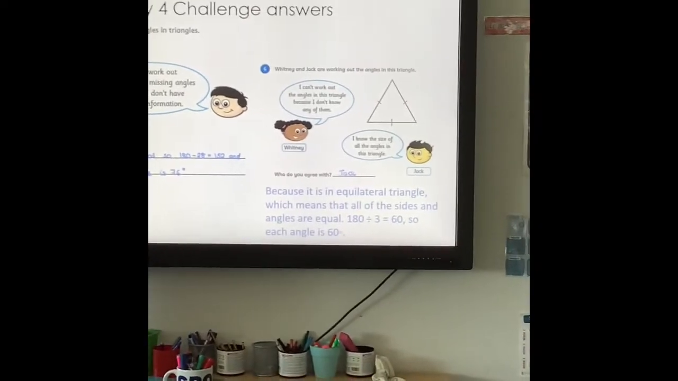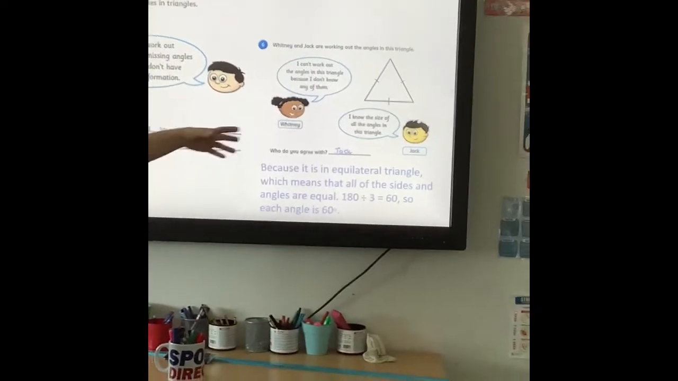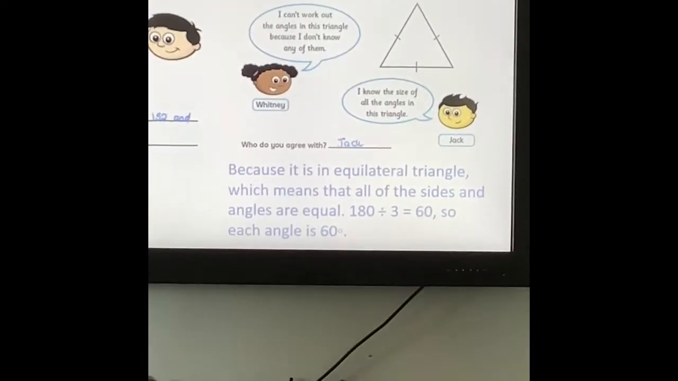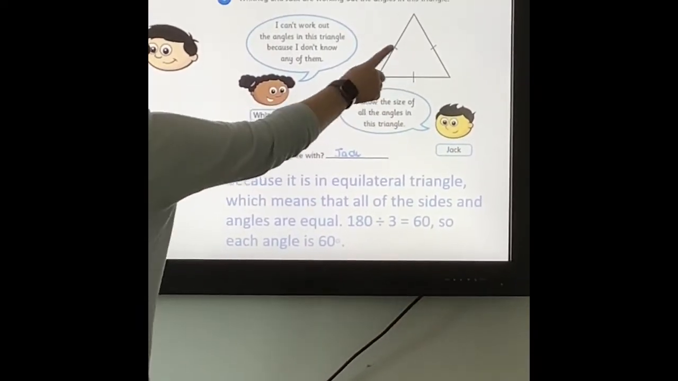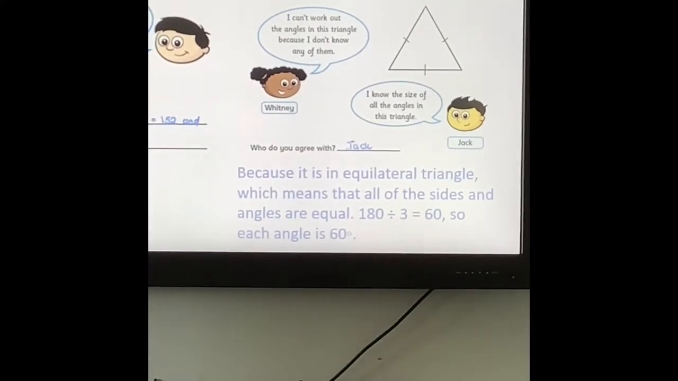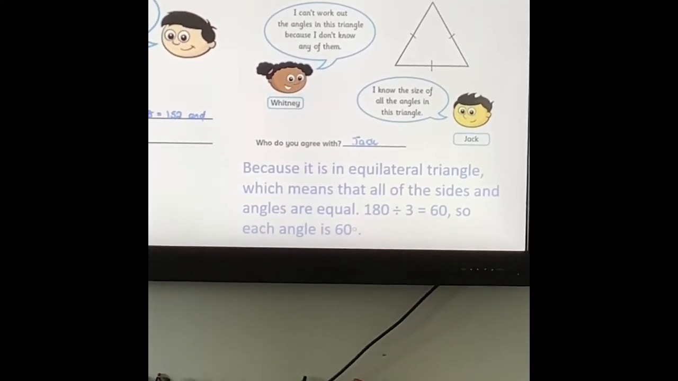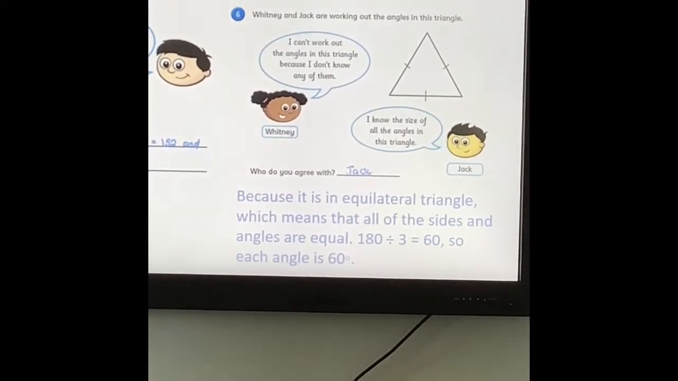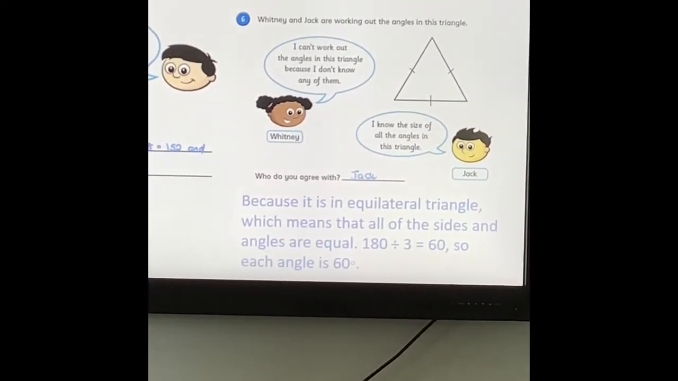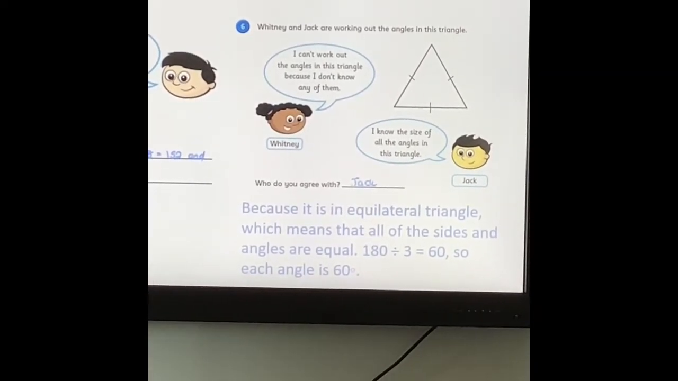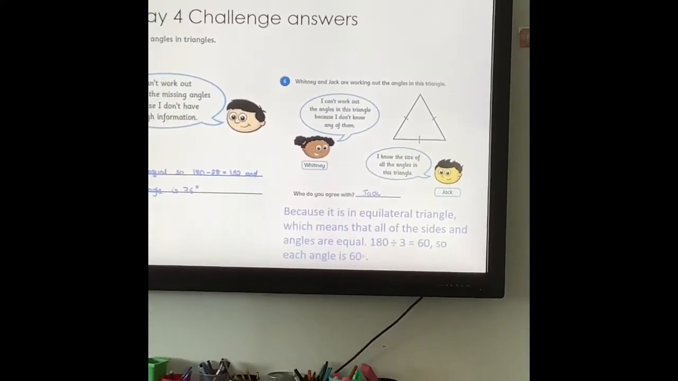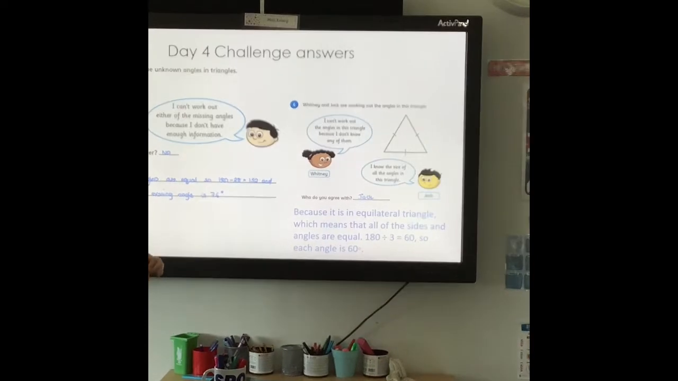Over to Whitney and Jack. So Jack is the one that's correct. Although Whitney thinks she hasn't got any information, she actually has. This is all the information she needs. That tells us that that triangle has three equal sides. If it's got three equal sides, it's an equilateral triangle. That also means it has three equal angles. So if we take our 180 degrees and divide it by the three angles, we get 60 degrees. Just a quick hint for life, the angles in an equilateral triangle are always 60 degrees.